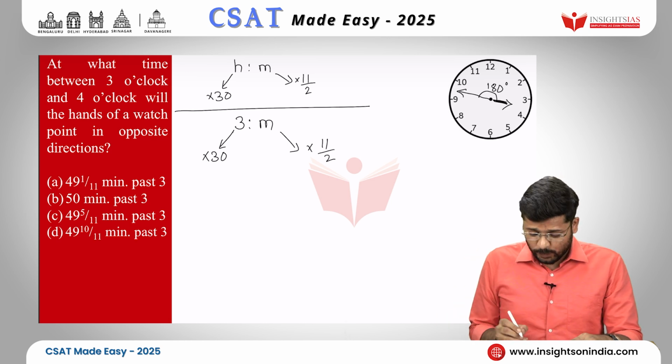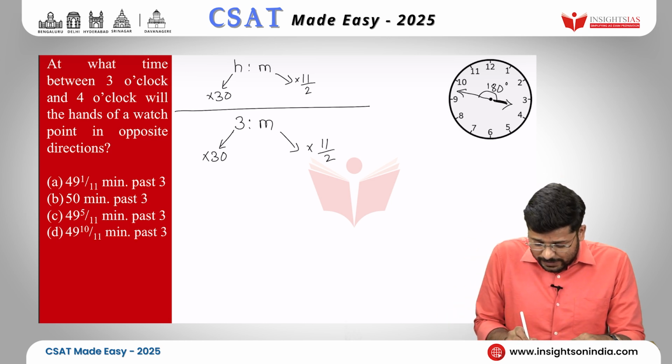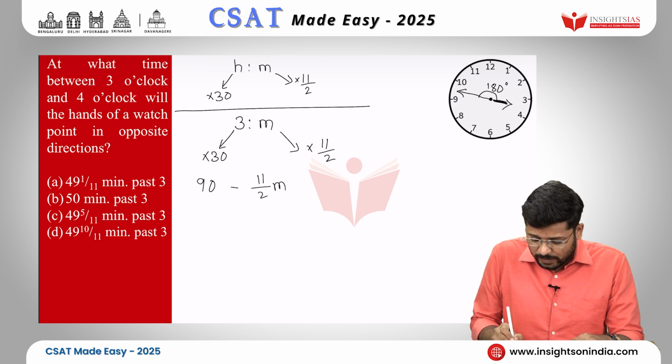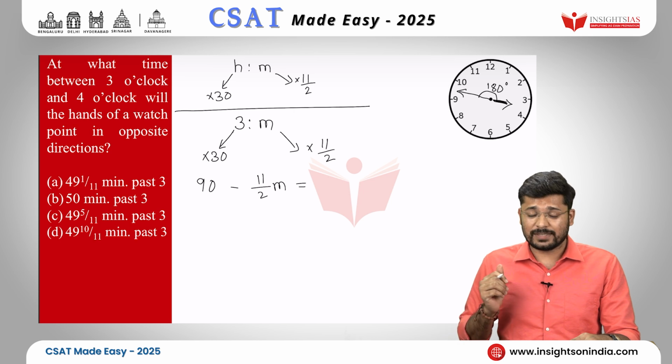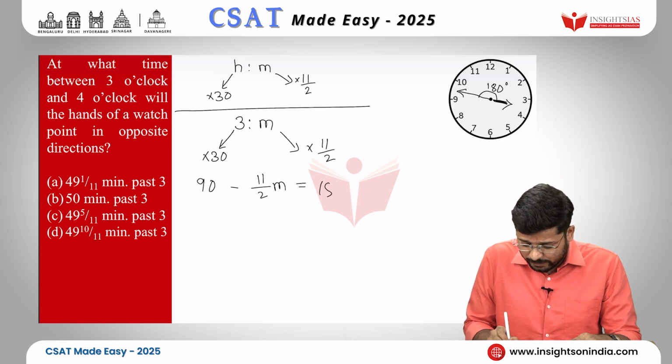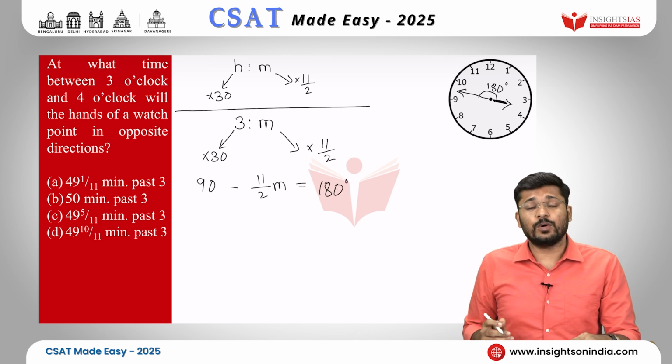And now, what will we do? We will just do this. 3 into 30 is 90, right? Yes, 90 minus 11 by 2m. This will give us the angle between the two hands. Yes, so we will write 180 degrees. Now we should be able to get the value of m.